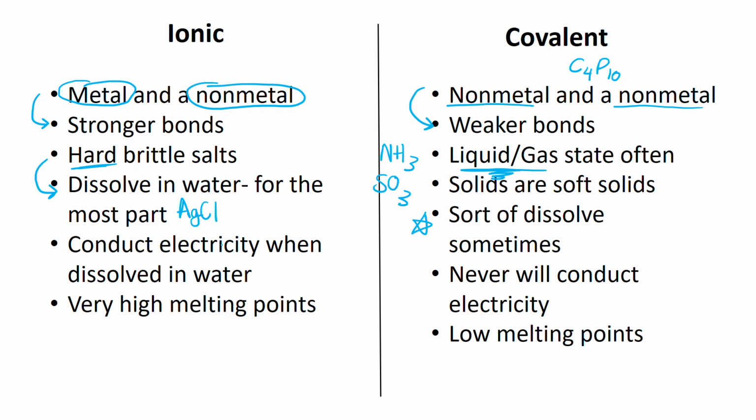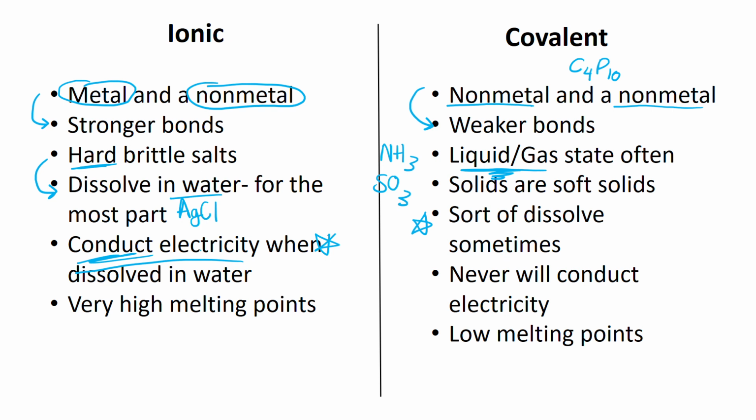Going back to ionic, because they have positive and negative charges, when they dissolve in water, those charges will break apart into many different ions. As a result, they'll conduct electricity when dissolved in water. That's an important thing to note about ionic compounds. But covalent compounds will never conduct electricity because they don't have those positive and negative charges. They're simply formed by sharing electrons.